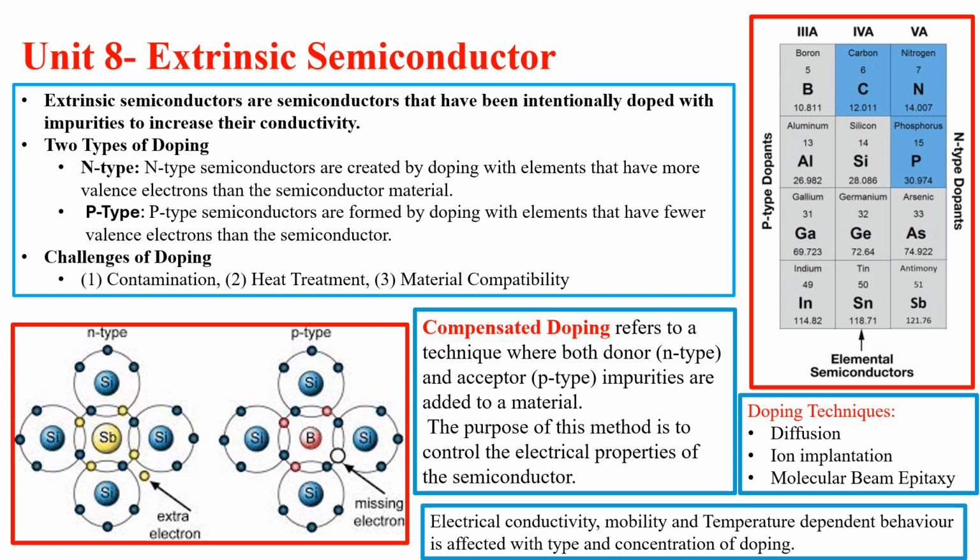Now we discuss compensated doping. As we have discussed, compensated doping refers to a technique used in semiconductor physics where both donor, that is N-type, and P-type impurities are added to the material at the same time. The purpose of this method is to control the electrical properties of the semiconductor, typically trying to achieve a desired level of conductivity while maintaining specific characteristics of the material.